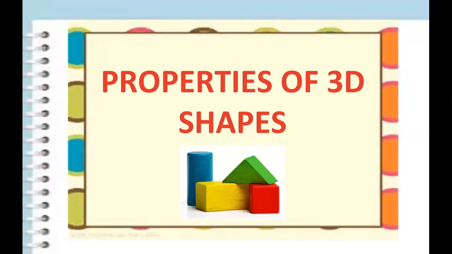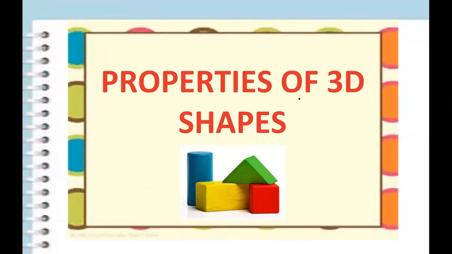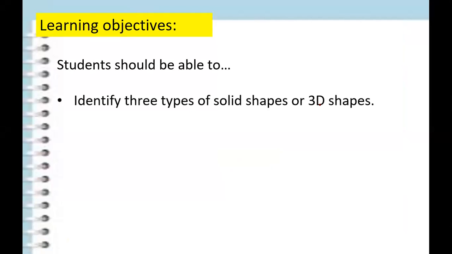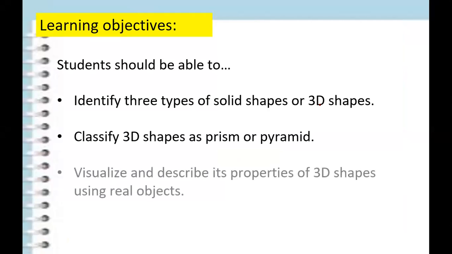Hello again, year 6. Our lesson for today is all about properties of 3D shapes. Identify 3 types of solid shapes or 3D shapes. Classify 3D shapes as prism or pyramid. Visualize and describe the properties of 3D shapes using real objects.